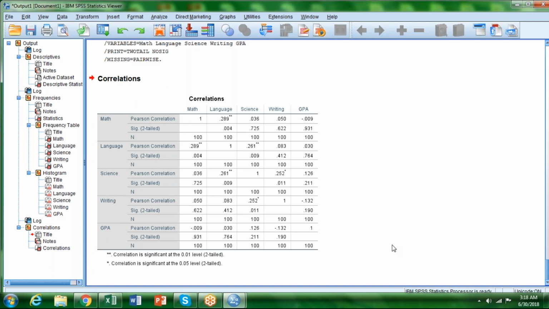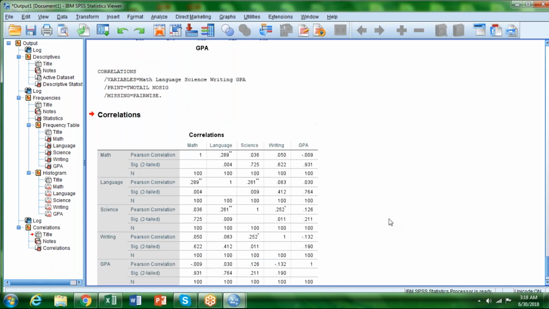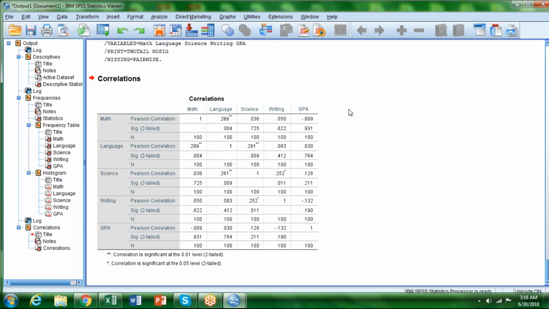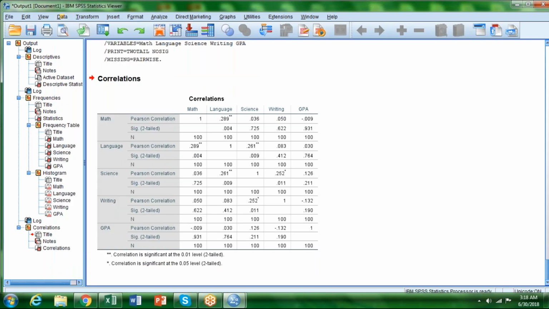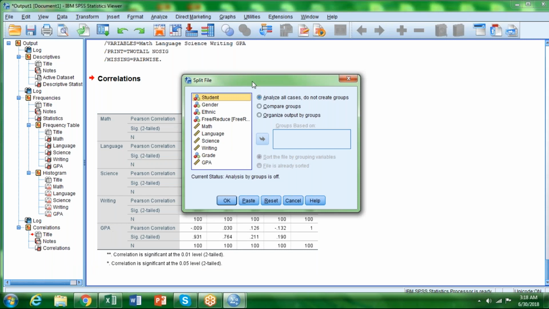But we're always concerned that the 9th grade test and the 10th grade test and the 11th grade test, or all of them, are a little bit different. So one of the things we can do, just like we did previously, is go over and split our data set. In this case, let's split our file by grade. We're going to organize output by groups, put our grade there, sort the file by grouping variables, and say OK.